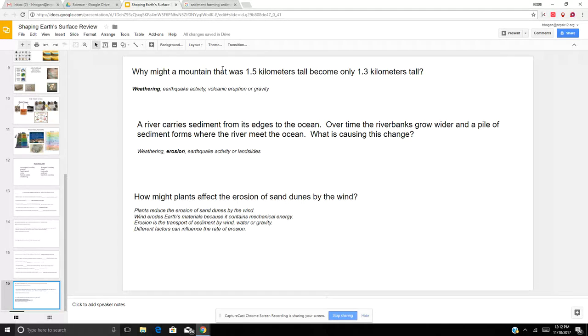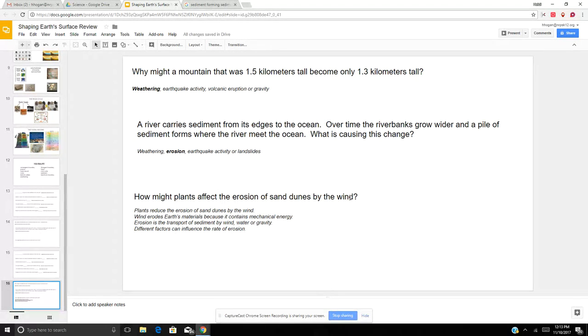A mountain might get shorter through weathering, right? Because weathering is water, gravity, wind that breaks rocks into smaller pieces. So weathering makes a mountain shorter. A river carries sediment, so it's carrying the sediment, and that's the key thing here. And what carries or moves sediment? Erosion is the movement.